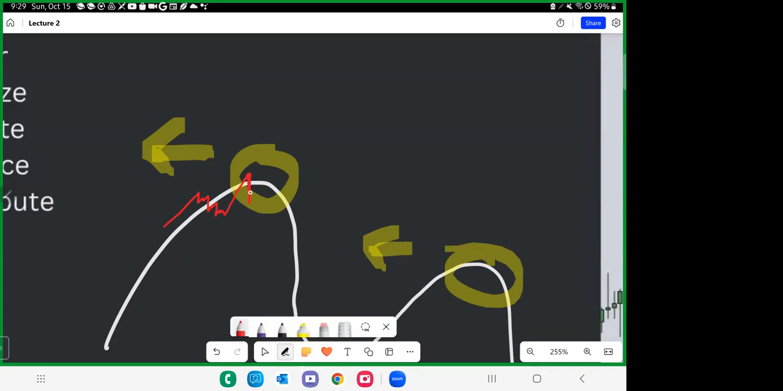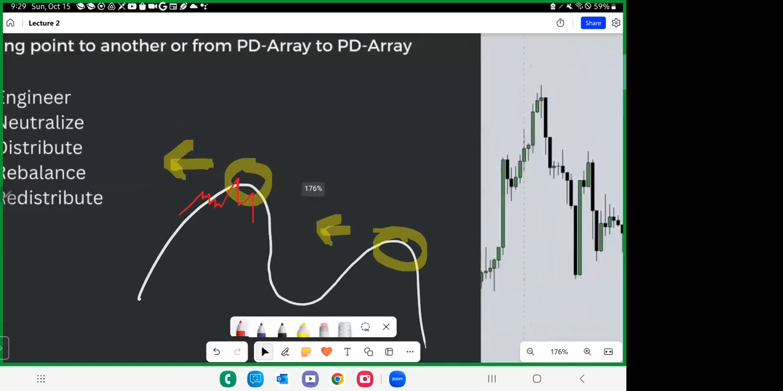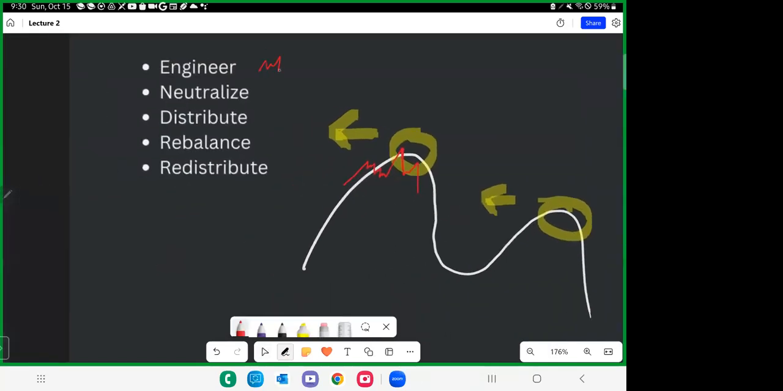A retracement, right? Price is coming back up here, rebalancing that range. So this is structure. This is market structure. This is the structure as we know it. This is the objective viewpoint of market structure. So it's that engineer, neutralize, distribute, rebalancing, creating that other short-term high, right? And then redistribute. Now you see an entire swing high fractal.